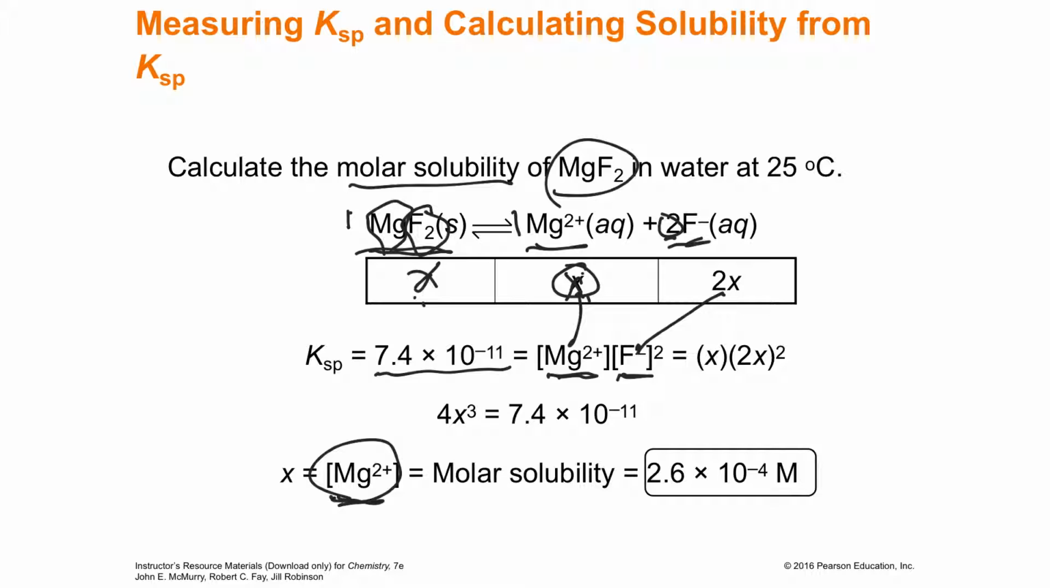This is 2X. Now put it in the equilibrium constant, and you'll end up with X times 2X squared. That's 4 times X cubed. 4X cubed. So 7.4 times 10 to the negative 11 divided by 4, and then take the cube root of that, and you'll end up with a concentration. And this is the concentration of your magnesium, which is also the concentration of your magnesium fluoride. So how soluble is magnesium fluoride in water? It has a solubility of this concentration. You're going to have this concentration of salt dissolved in a liter of water.